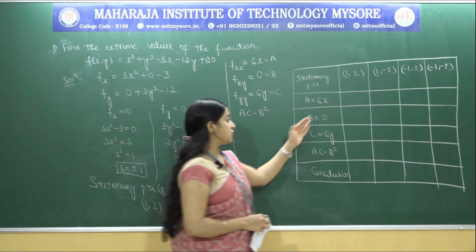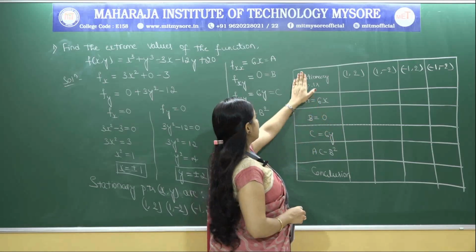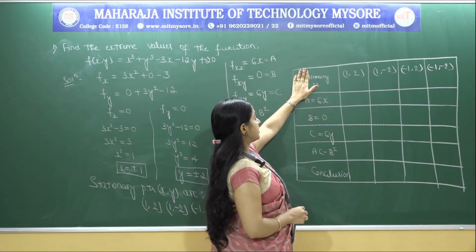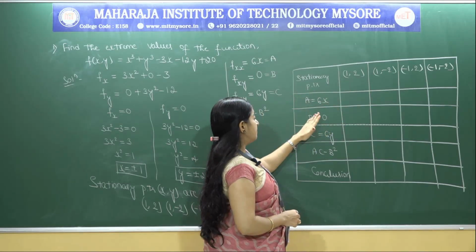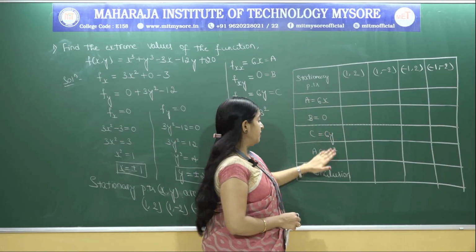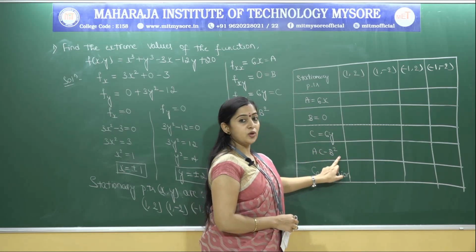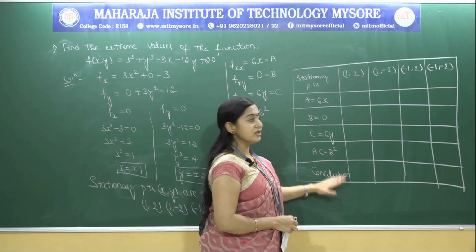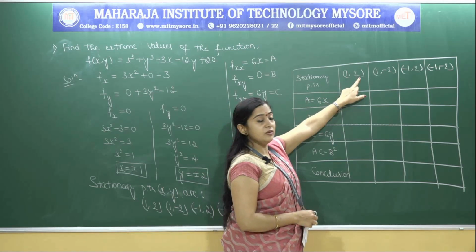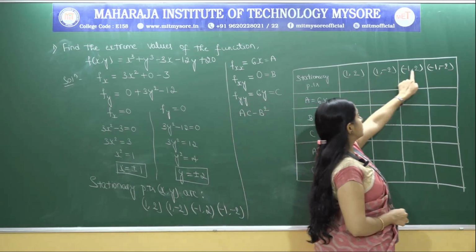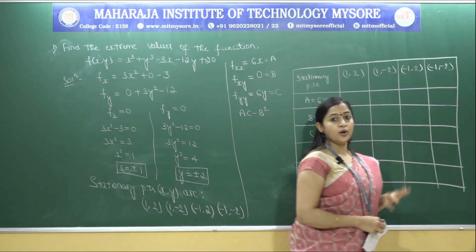For that, I considered this table. So first I mentioned the stationary points. These are the stationary points. Then A is 6x, B is 0, C is 6y. Then AC minus B square you have to compute. Then you have to write the conclusion. So the first one, put x equals 1 and y equals 2. There is the x, y and last one x and y terms.